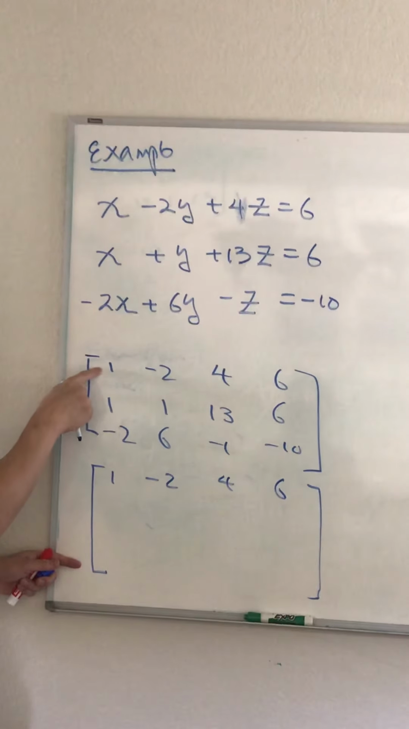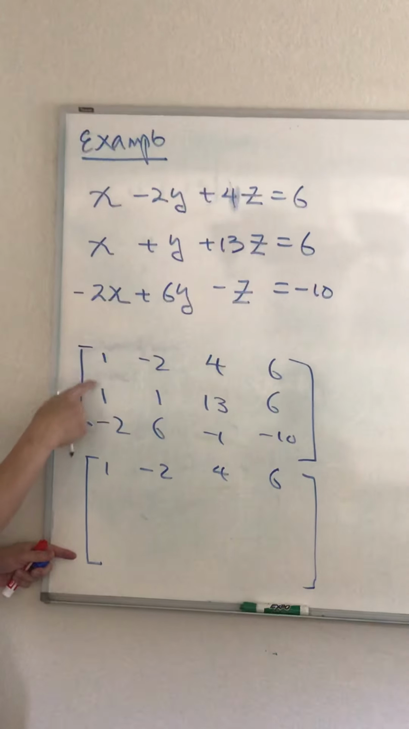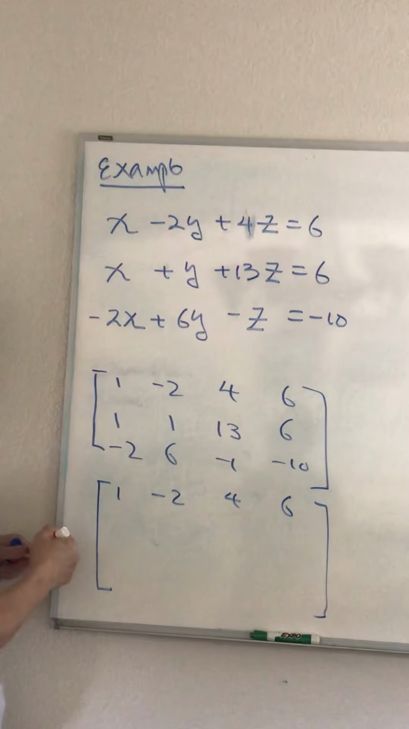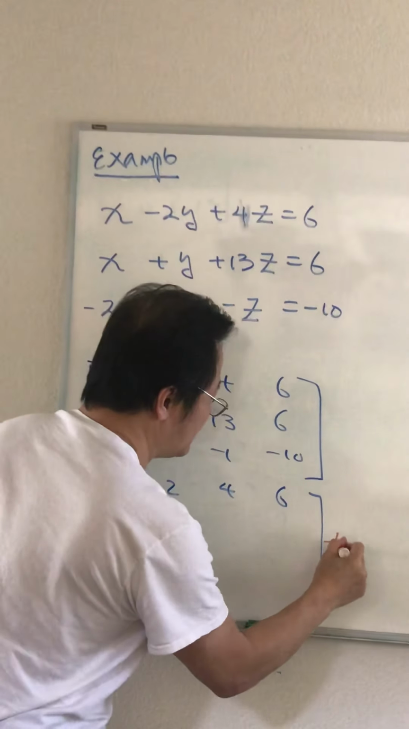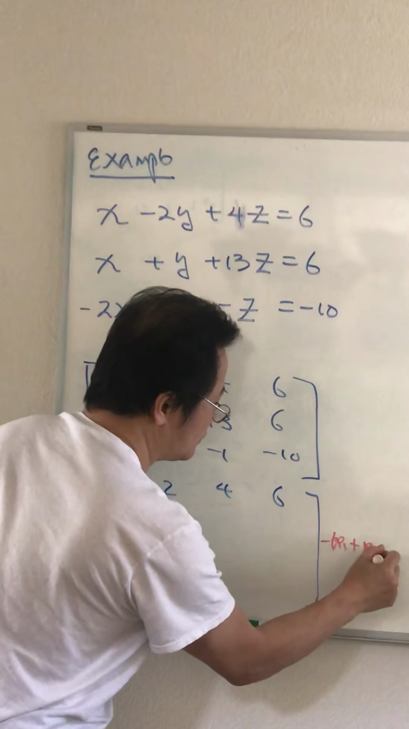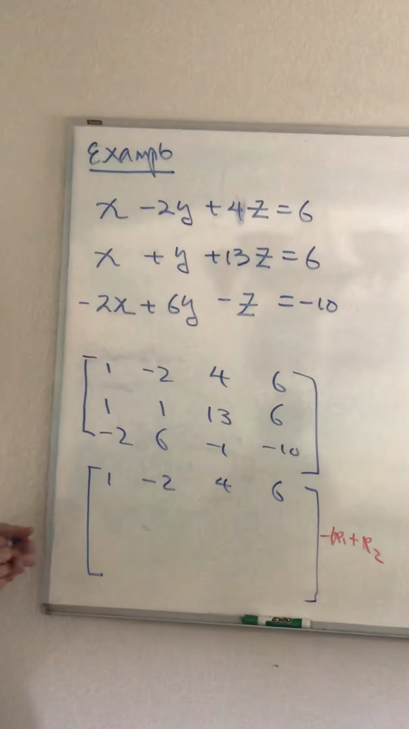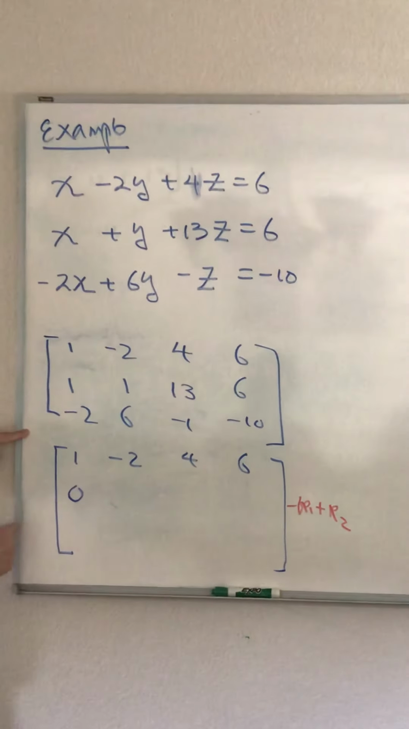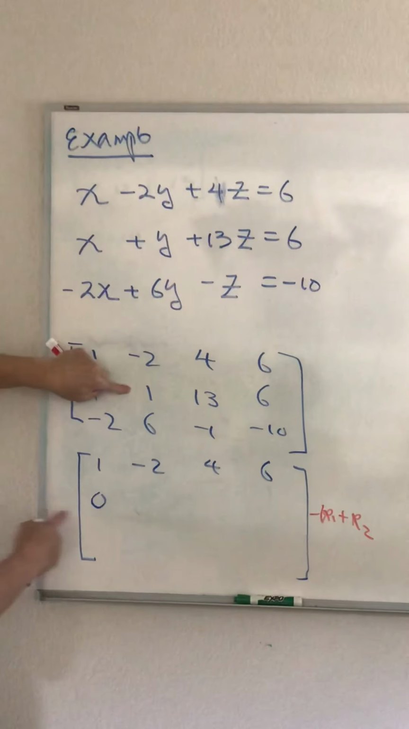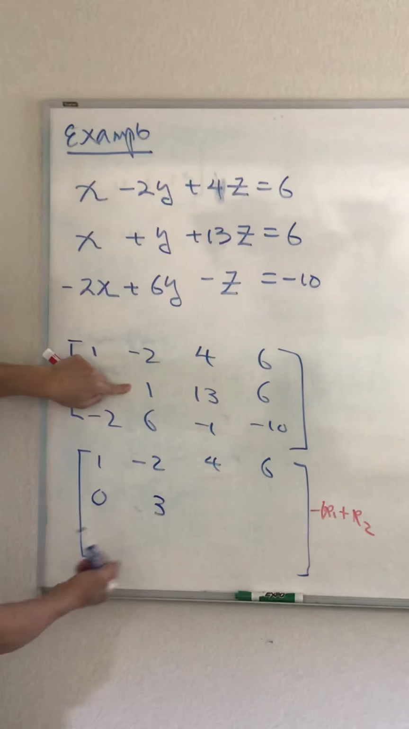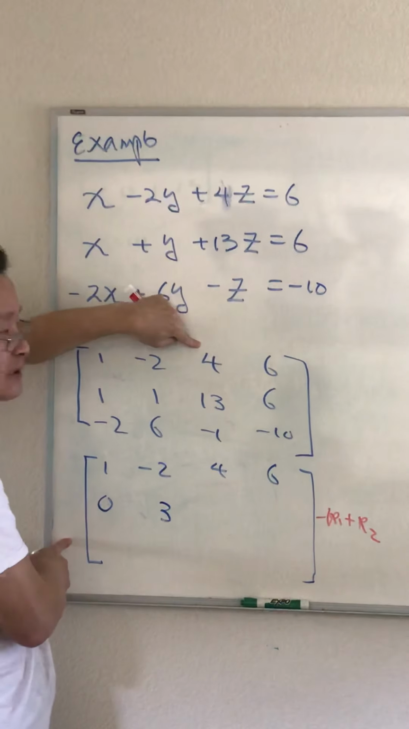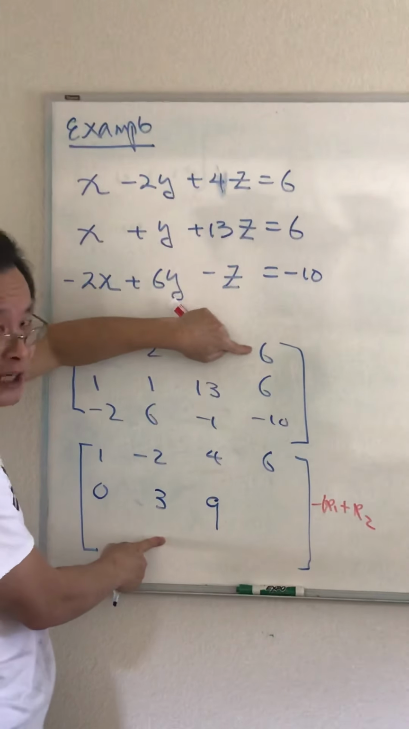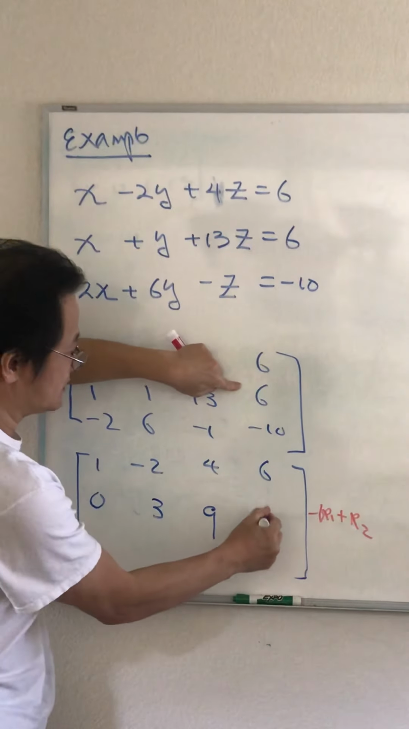Now since I've got 1s in here, minus 1 plus 1 becomes a 0. So my operation for this step is going to be negative row 1 plus row 2. Okay? So negative 1 plus 1 gives you 0. Negative 2 plus 1... negative 1 times negative 2 is 2, plus 1, that gives you 3. Negative 1 times 4 plus 13 gives you 9. Negative 1 times 6 plus 6 gives you 0.